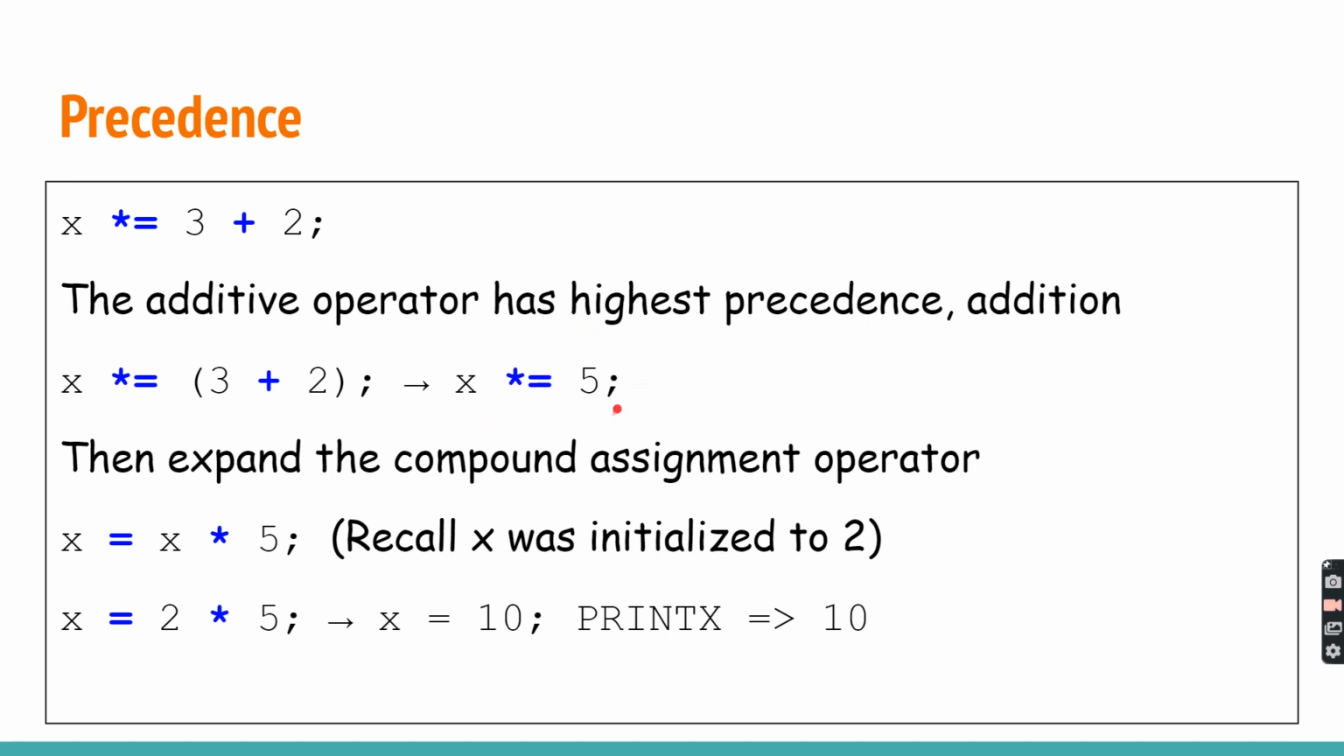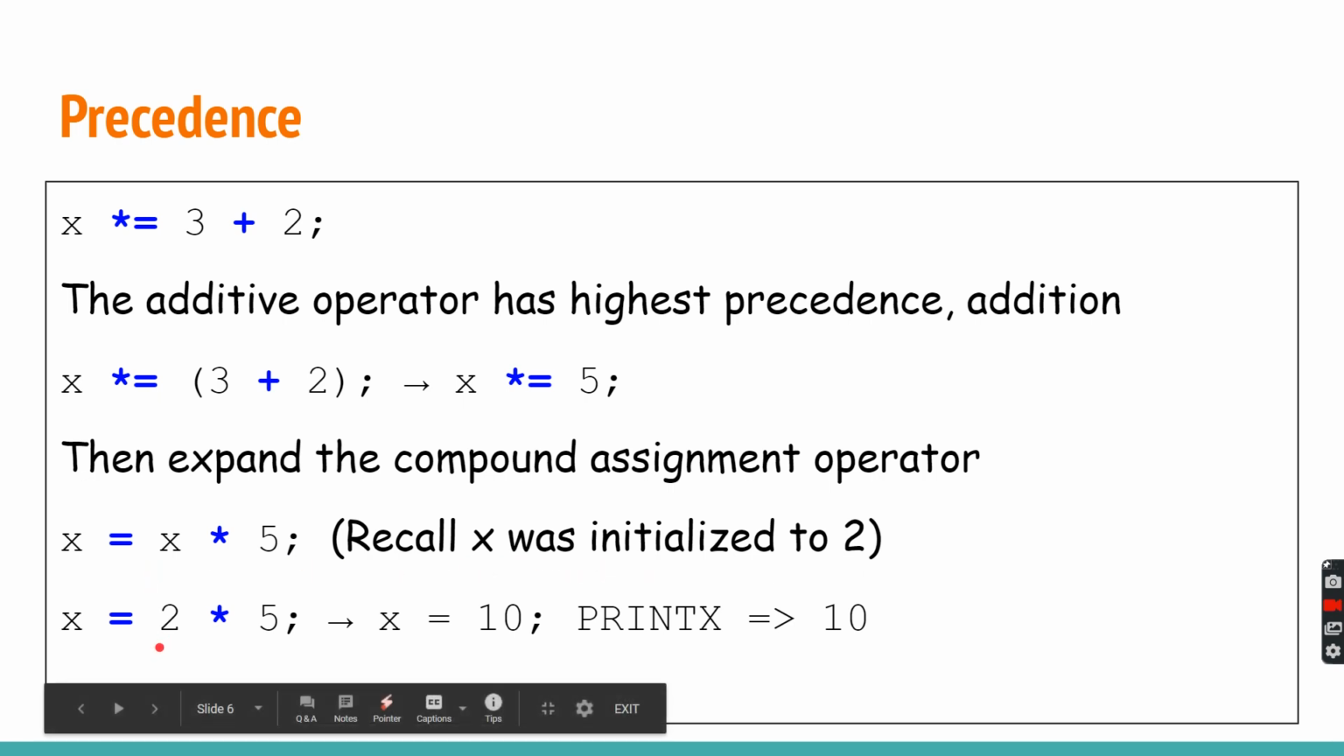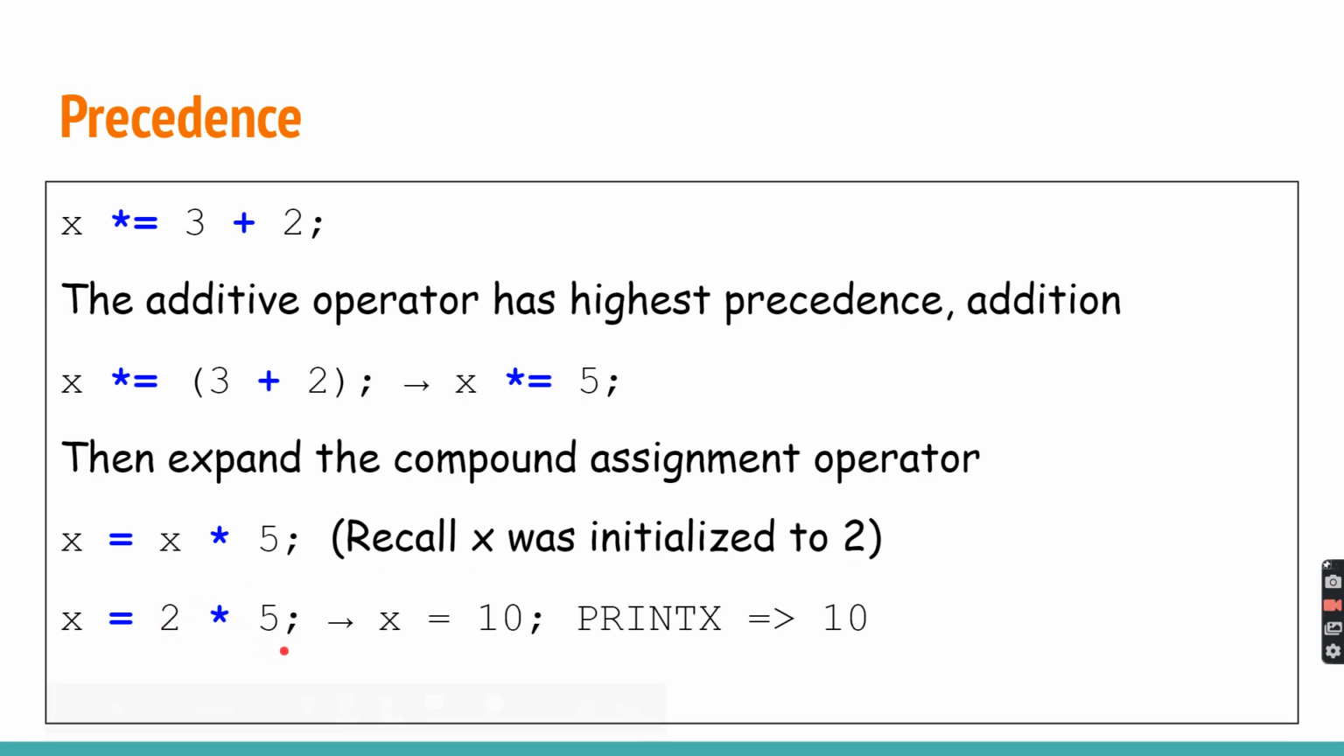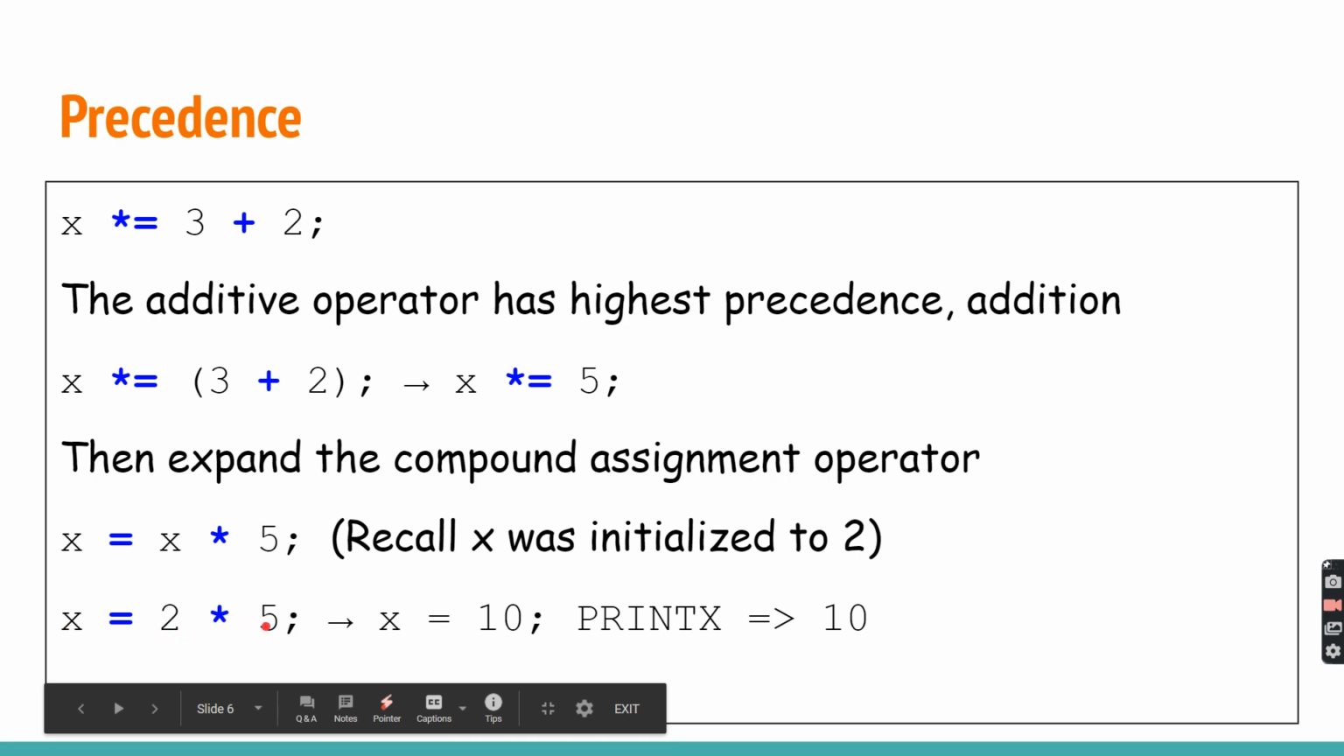Because 5 itself is a constant, we can expand this compound assignment operator to x is equal to x times 5. Recall that x was initialized to the value of 2, so we replace x with 2 and multiply 2 times 5, which is the expression on the right hand side of the equal sign. 2 times 5 gives us 10, and lastly we assign the value of 10 to the integer variable x, followed by a call to the printx macro, which will print the value of 10.